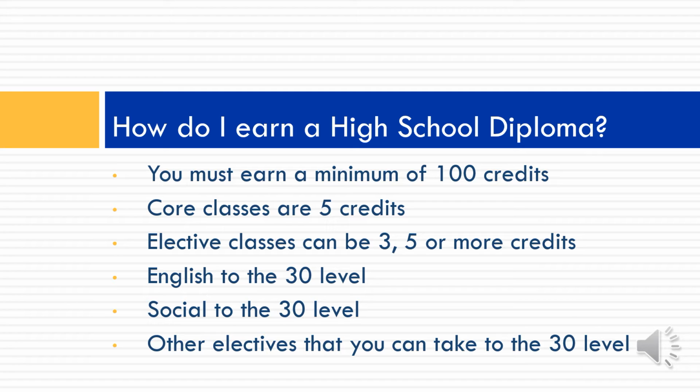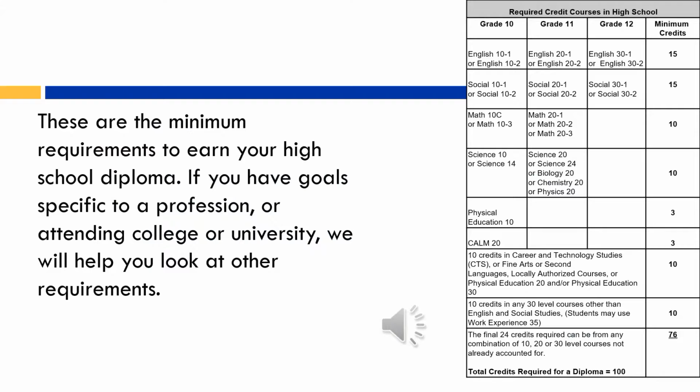You absolutely need English at the 30 level. You need a social at the 30 level as well, and then you will also have other electives that you can take at the 30 level to complete your requirements, and we'll talk about more of those in the next slide.